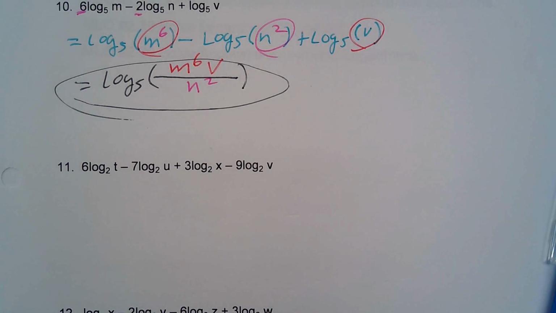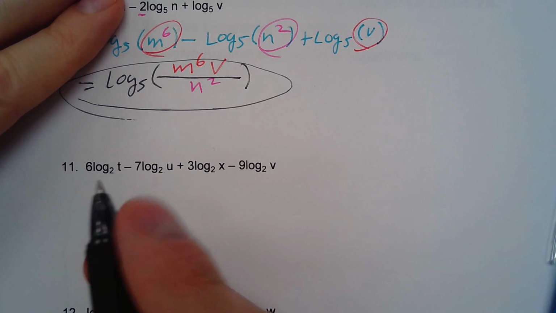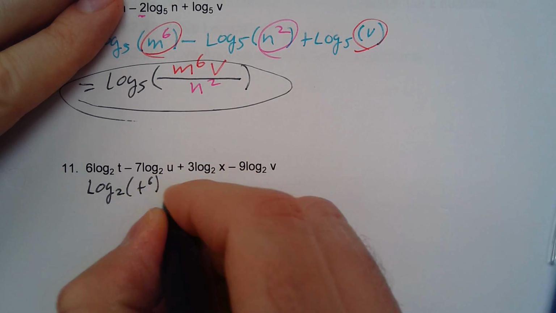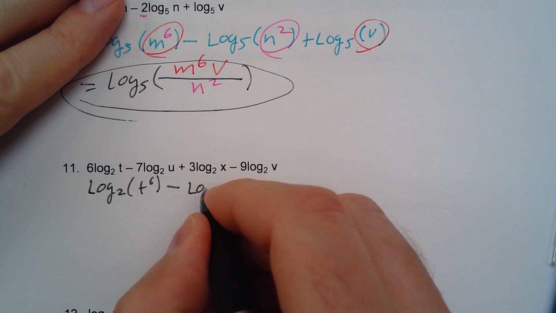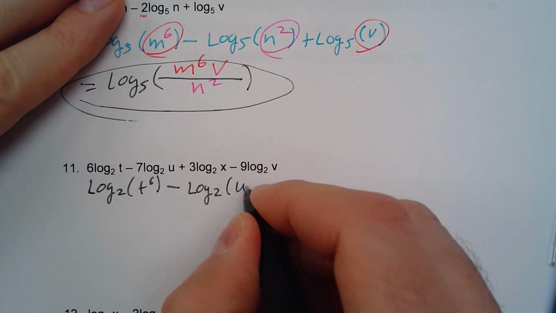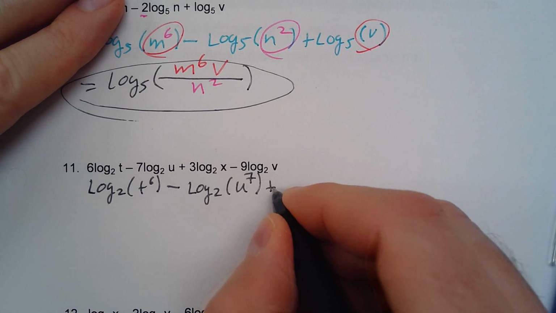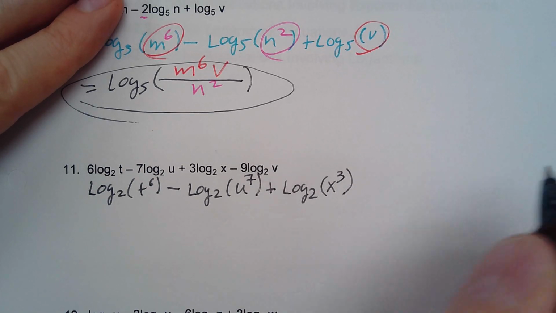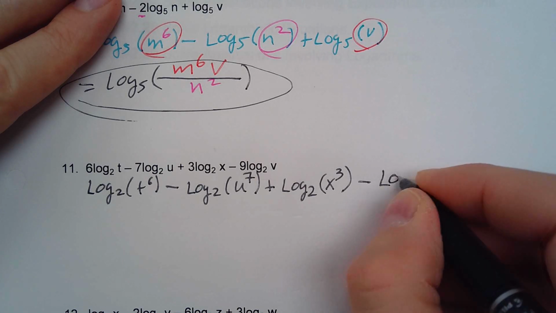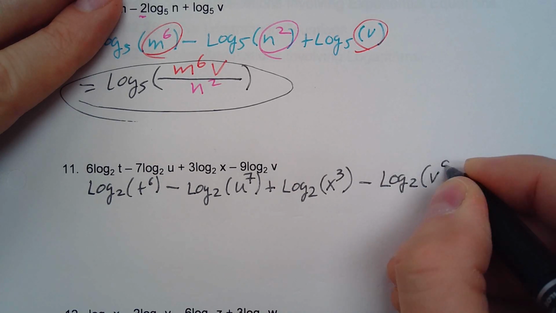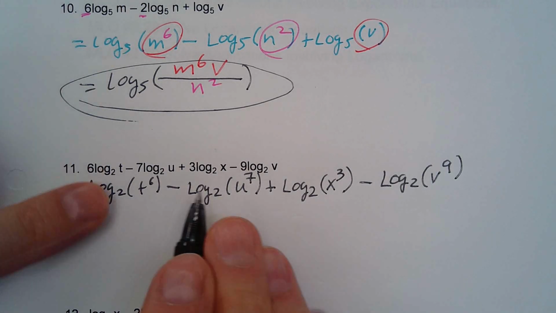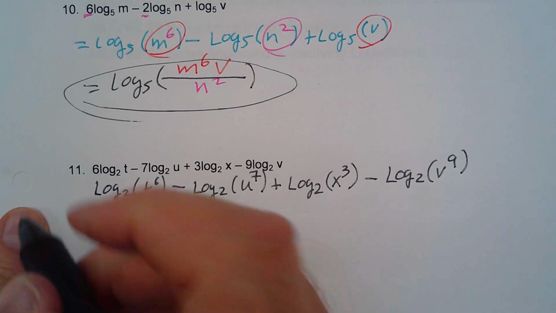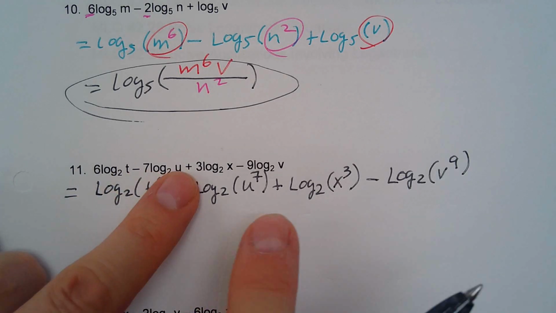Alright, let's try this next one. I'm going to bring that 6 up as a power, so that's log base 2 of t to the 6. Bring the 7 up, that's log base 2 of u to the 7th. Bring the 3 up, that's log base 2 of x cubed. Bring up the 9, that's log base 2 of v to the 9th. So just bring up the 6, the 7, the 3, and the 9. Just kind of double check my signs here. Plus, negative, plus, negative.